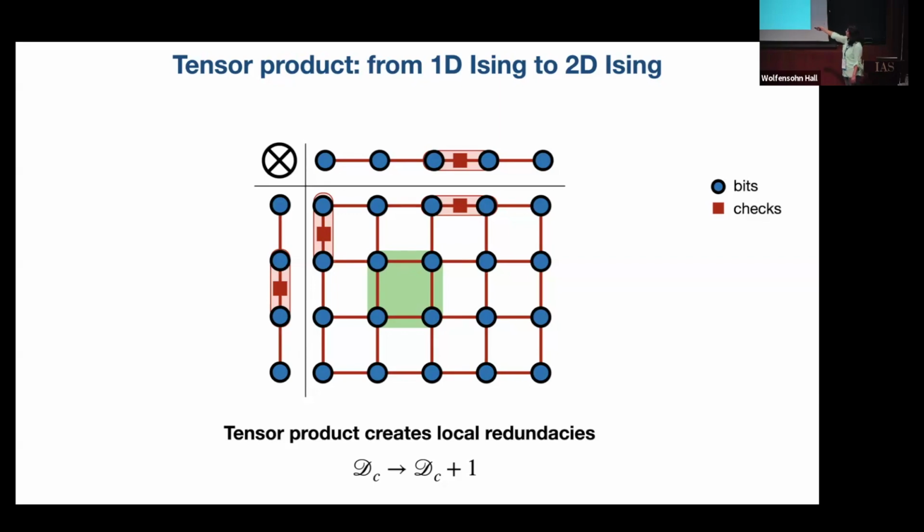You fill in the grid, so you have this 2D grid of vertices, and every check that existed in each of the codes just becomes part of this new code. Okay, so by virtue of this styling, you see that you've now got a plaquette, you've created these local redundancies, and you've boosted your chain complex dimension by 1. Okay, so this is how you go from 1D Ising to 2D Ising.